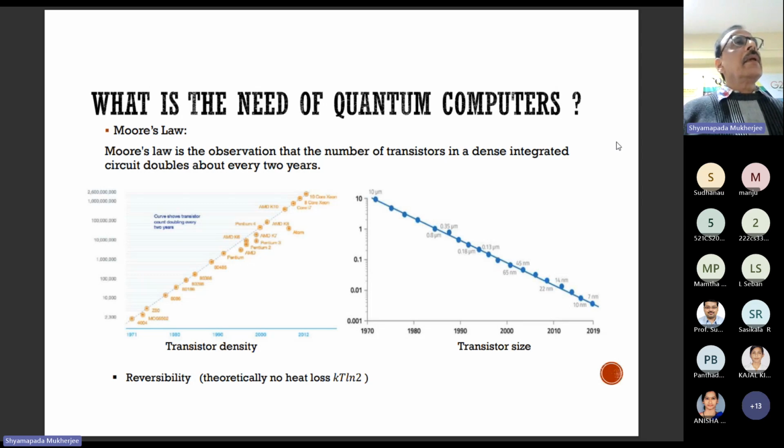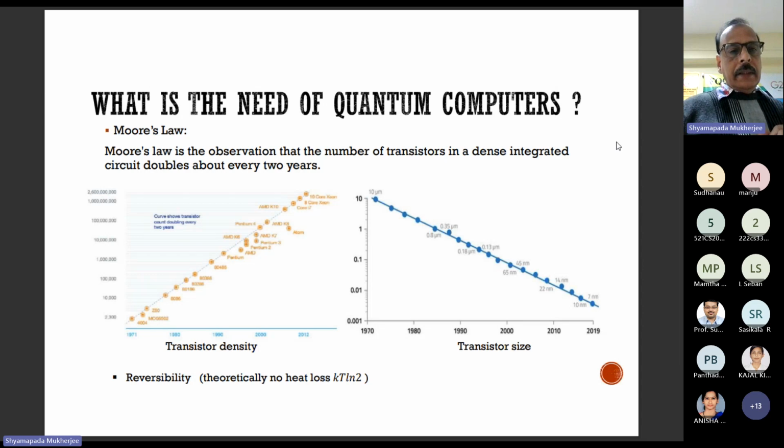So if we want to increase the computing power more and more, we want to keep the transistors very close to each other. When you bring the transistors close to each other, you go to the atomic scale, the quantum scale. Once you go to the atomic scale, classical mechanics will not be valid, because at the atomic scale the laws of quantum mechanics are valid. So that is one of the main reasons why we need a quantum computer.